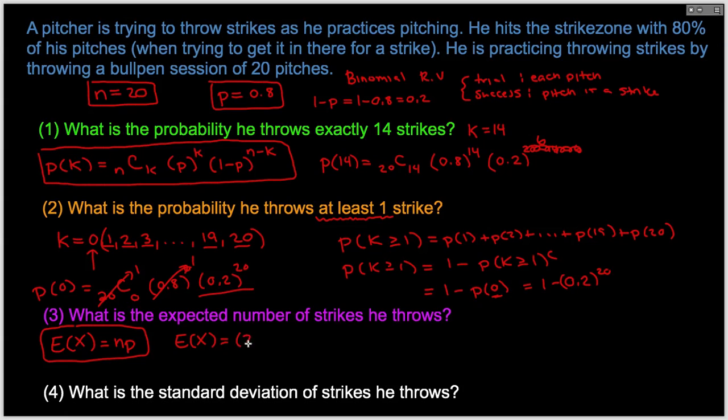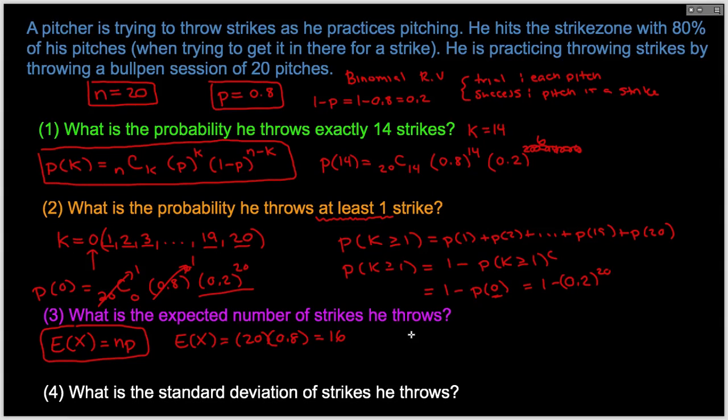And so the expected value in this case is 20 n times 0.8 p. So 20 times 0.8 is 16. So you would expect that he throws 16 strikes, because we know he hits the strike zone 80% of the time. So you just plug in n and p to that formula and get your 16. That's great.